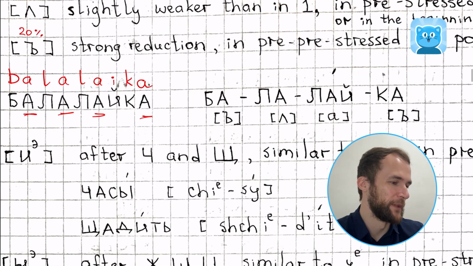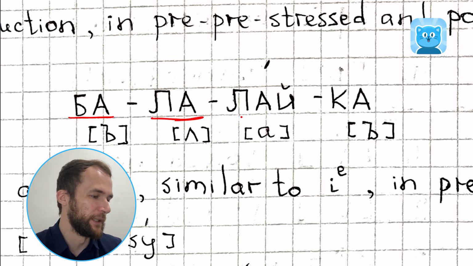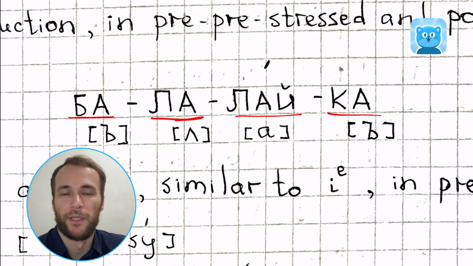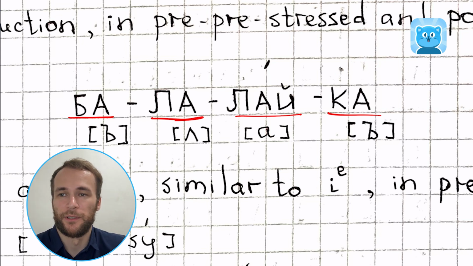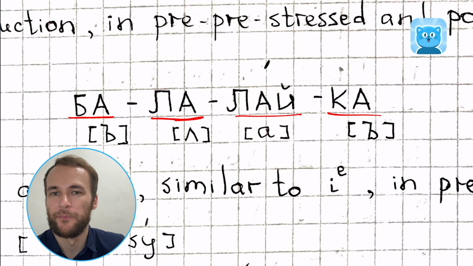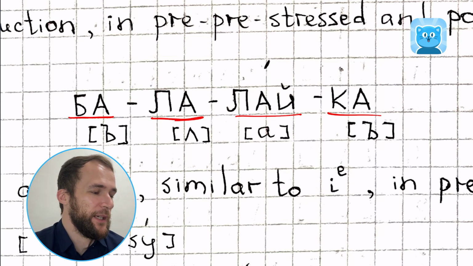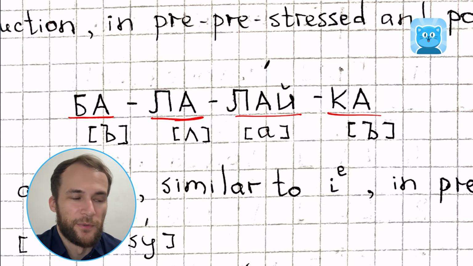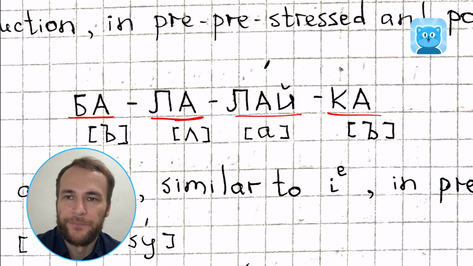You see here, ba is the first syllable, la the second one, lai the third one, and ka is the 4th one. 4 syllables. Now, as you already know, most of the time there's only 1 stress in a word, and in this case the stress is on the 3rd syllable. Balalaika. We say balalaika.